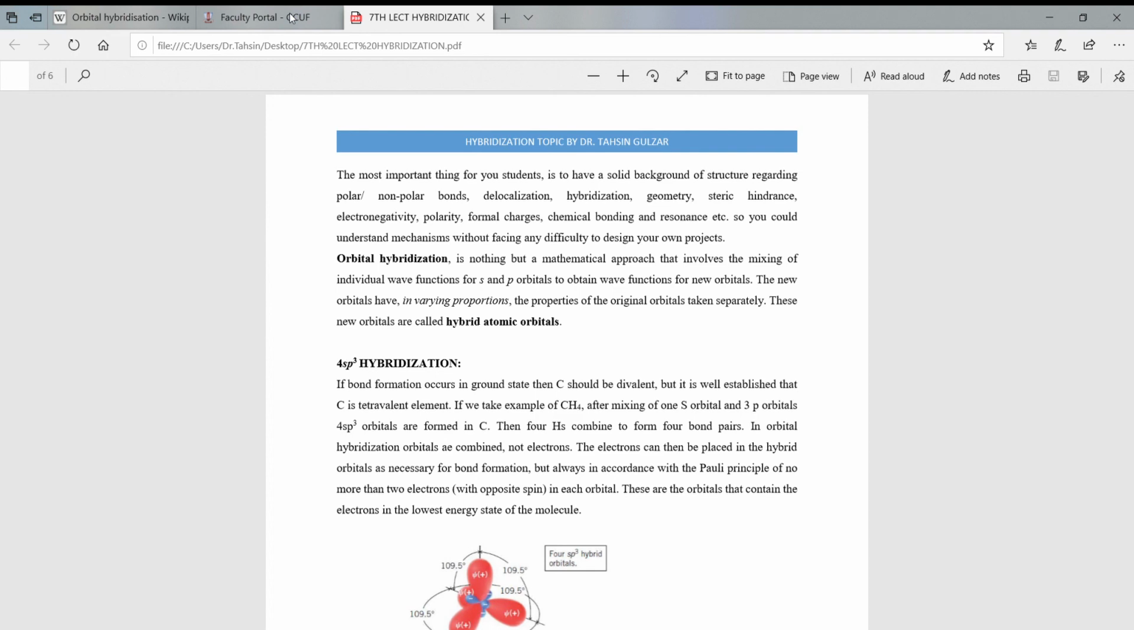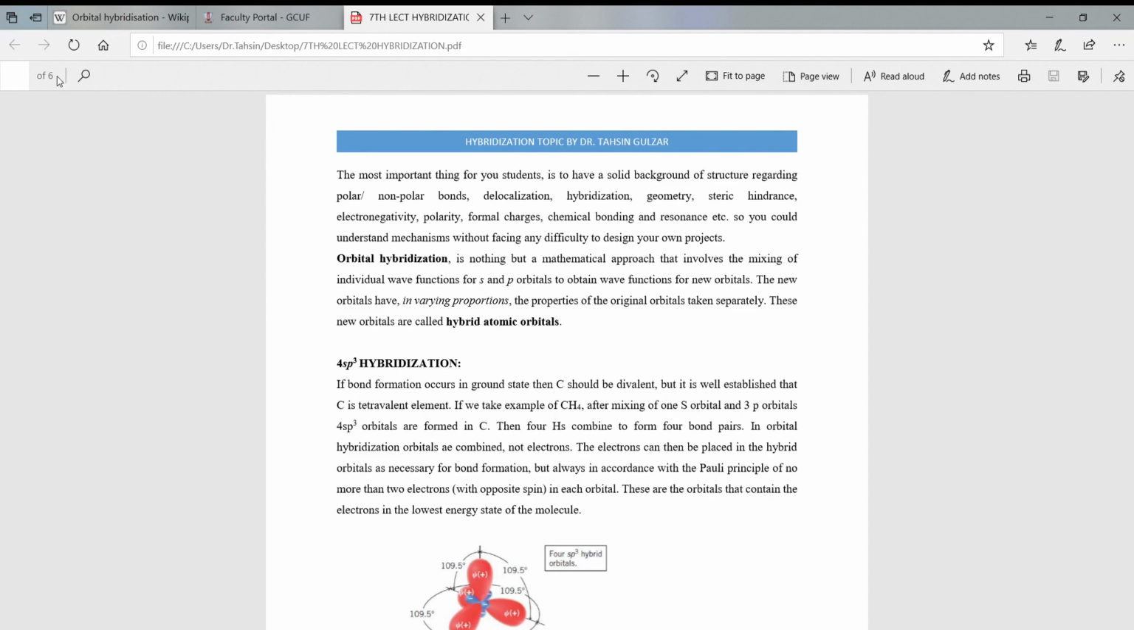So now it is clear that obeying 4n plus 2 is not sufficient to make a compound aromatic if it is not planar. Any compound that is obeying 4n pi electrons will be either anti-aromatic or non-aromatic.